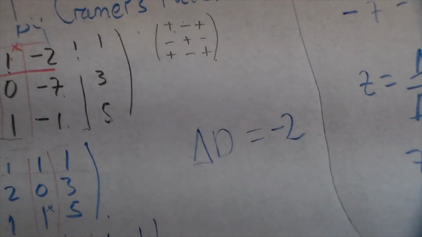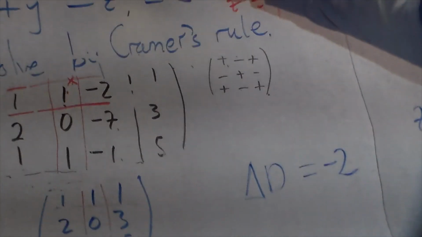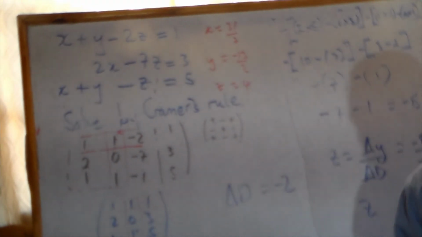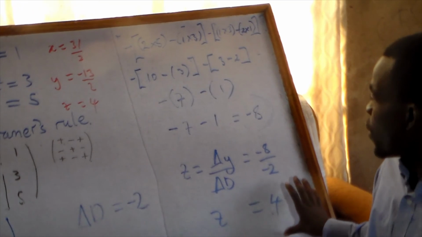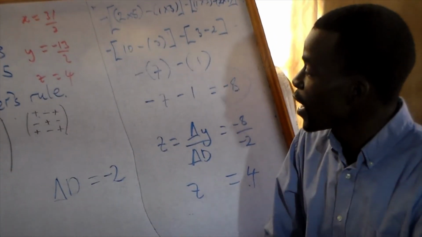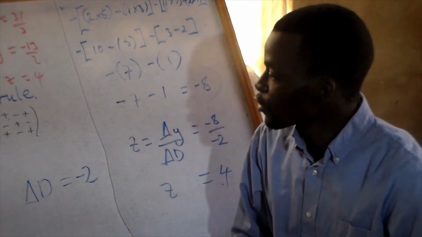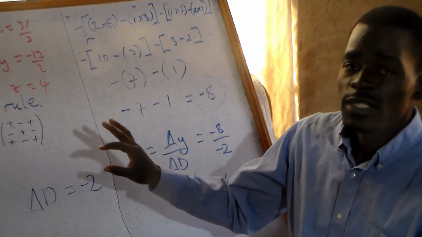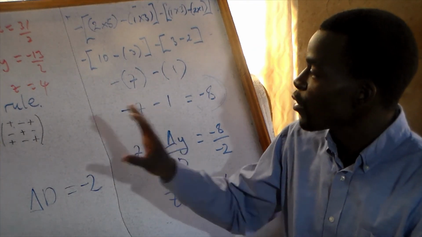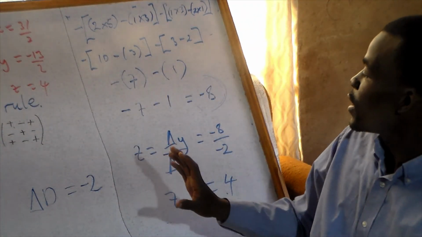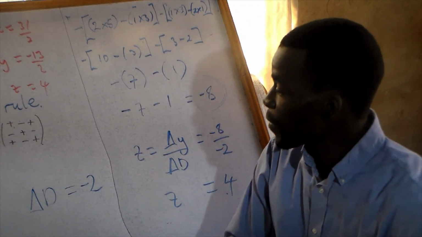So likewise, remember, we found our x is 31 over 2, our y is minus 13 over 2, our z is 4. So that's how we do it when we are solving a system of equations, the 3 by 3 matrix, using Cramer's rule. And the procedure is the same even if we only have two equations. We'll do the same when using Cramer's rule.